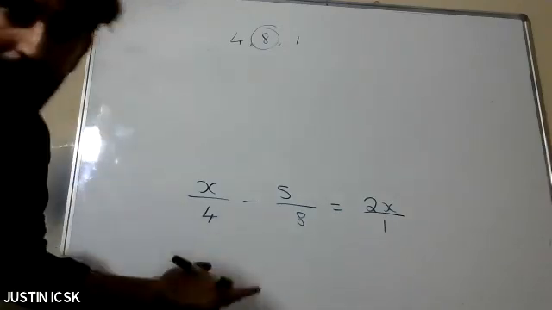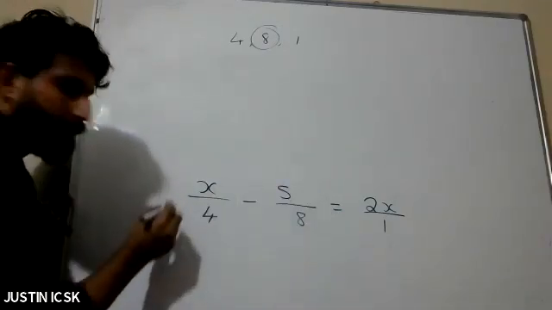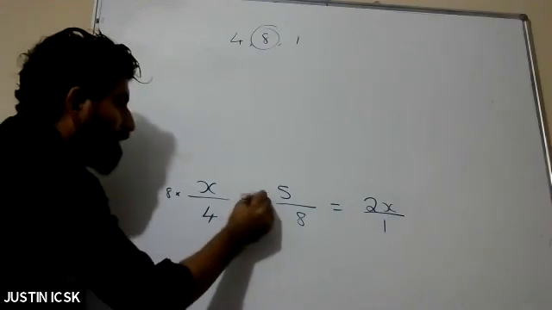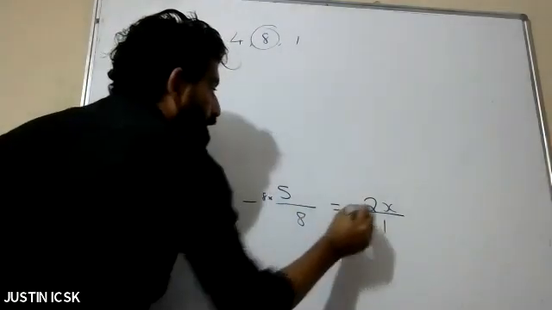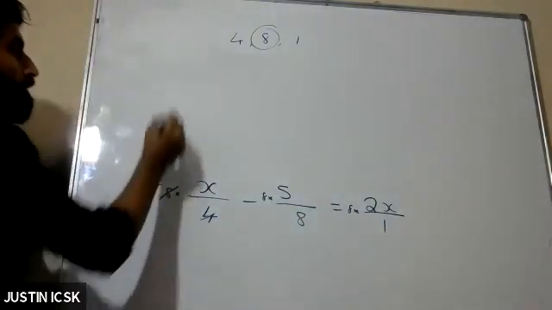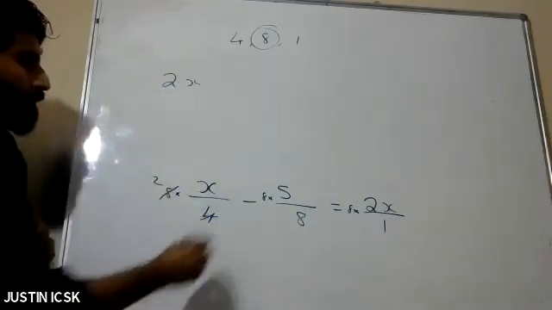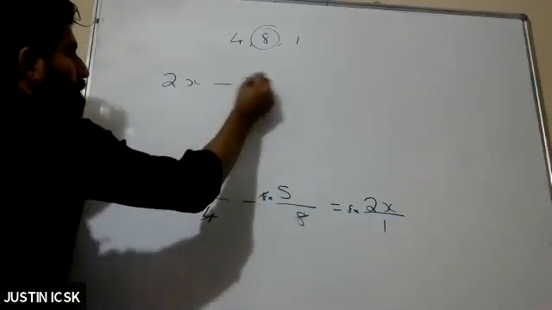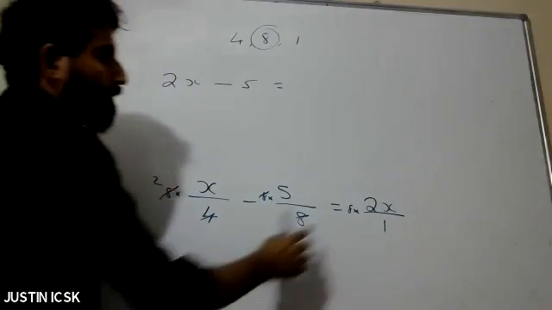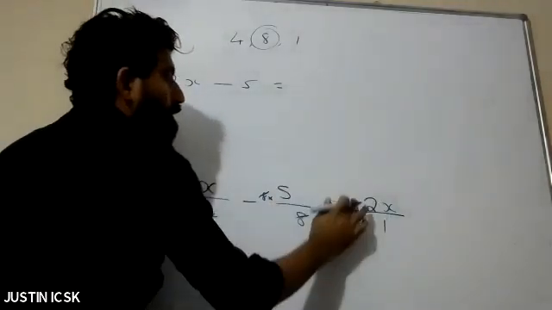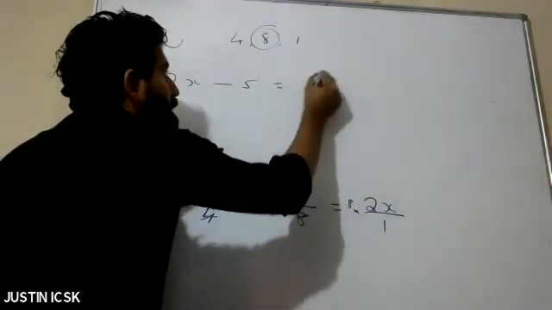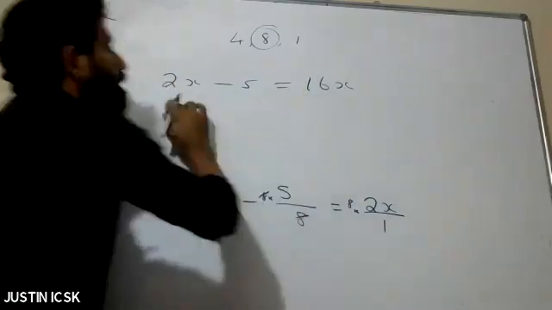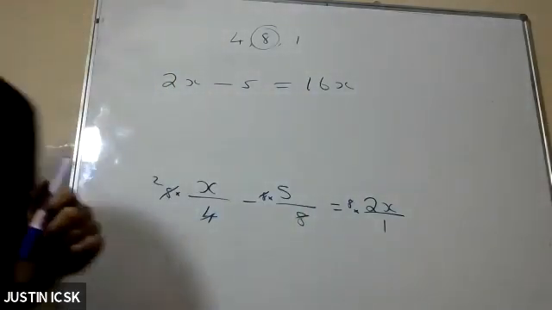So if you know mentally, you don't need to do everything. You can write here itself. Into 8, into 8, into 8. So you get 2x. 8, 8 will cancel. Minus 5. Here 8 is 16x. Like this you will get. 2x minus 5, 16.